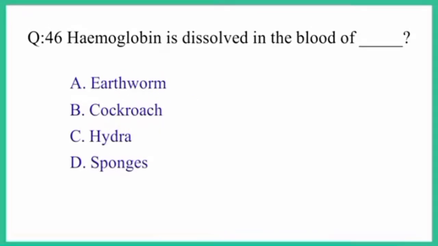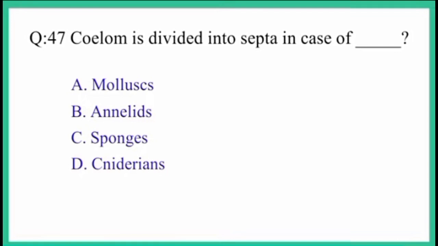Question number 46. Hemoglobin is dissolved in the blood of. The right answer is option A. Question number 47. Coelom is divided into septa in case of. The right answer is option B.